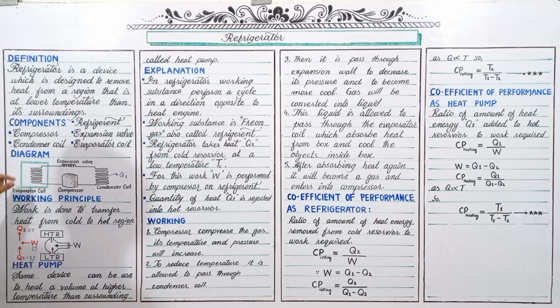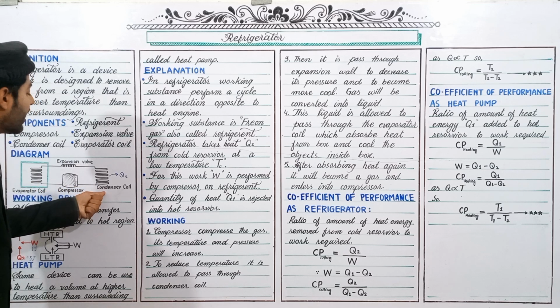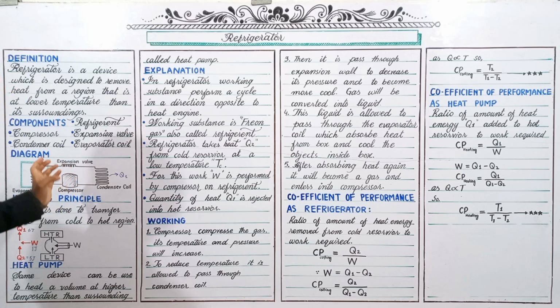So when this evaporator coil absorbs the heat of the apple, its temperature increases and again it will convert from the liquid state into the gaseous state, and again it will move toward the compressor. The compressor will again compress it, its temperature will increase, and it will send it into the condenser coil, and the heat will be taken by the surroundings from this condenser coil, and again its temperature will decrease. Then it will be passed through the expansion valve and further its temperature will be minus 16. So in this way this process will continue.